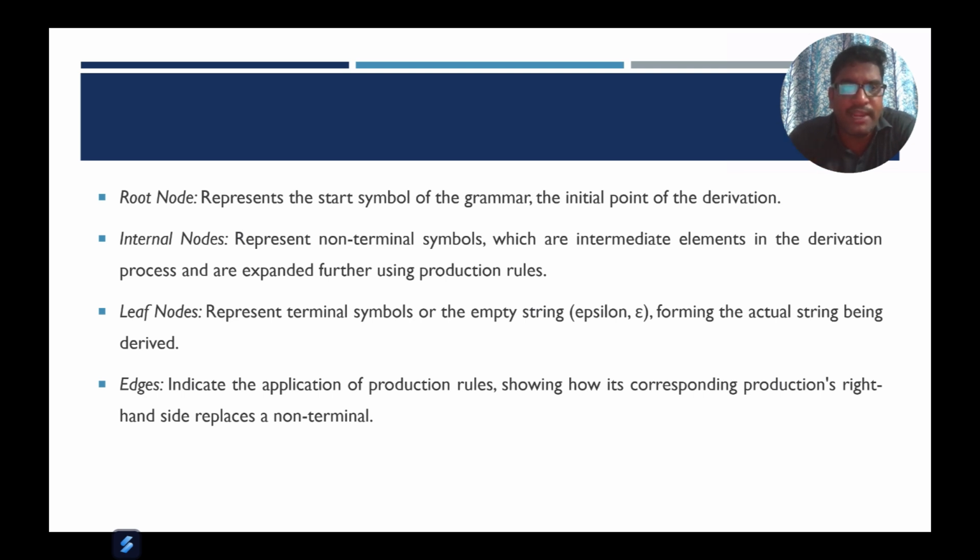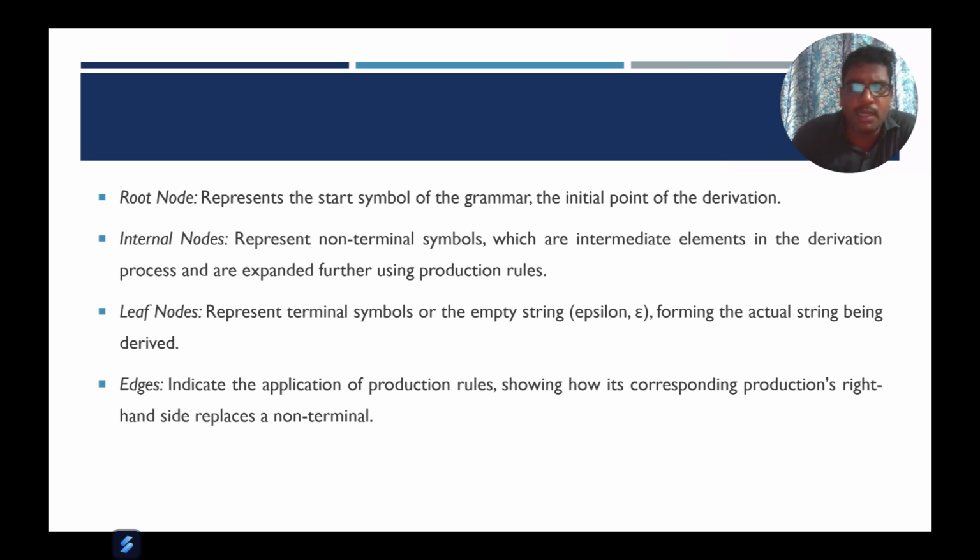An edge indicates the application of a production rule, showing how the corresponding production's right-hand side replaces a non-terminal. That is, we have the sequence of productions. Each production derives from left to right, LHS to RHS. The LHS contains the non-terminal. The RHS contains a combination of non-terminals and terminals. That will be substituted in the intermediate node or at the root node to generate the string.